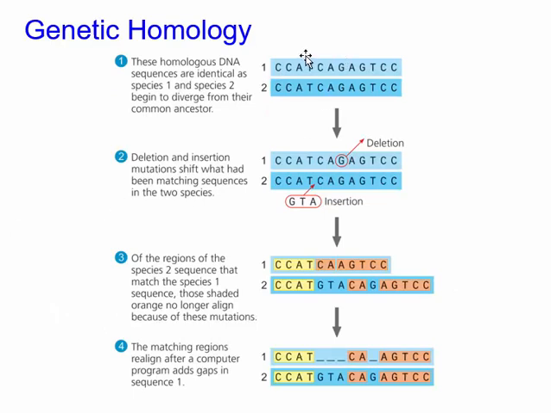And so let's take this scenario of these ancestral sequences being homologous and the same here. And then over time, species 1 has a deletion that occurs here. Species 2 ends up having this insertion. Now, if we just try to line these up side by side, we see they don't really match up.